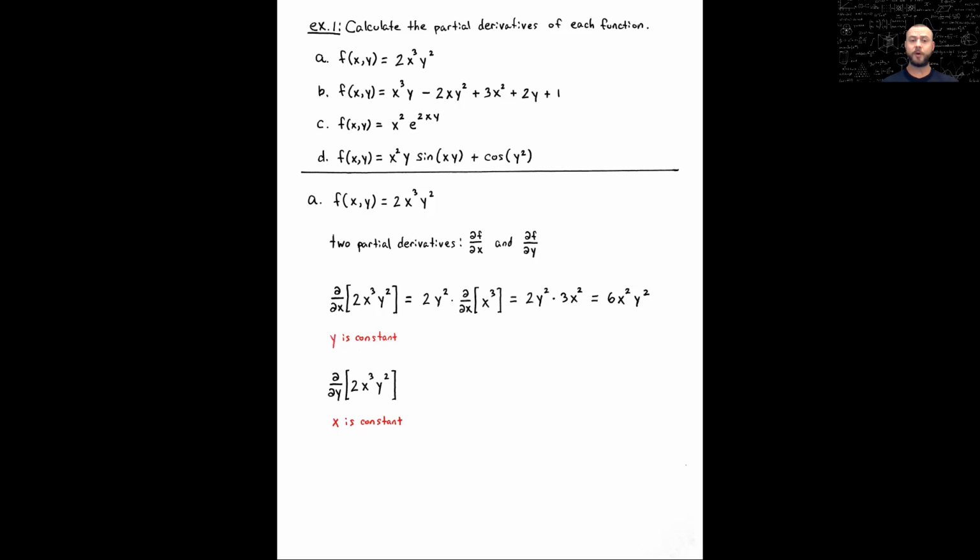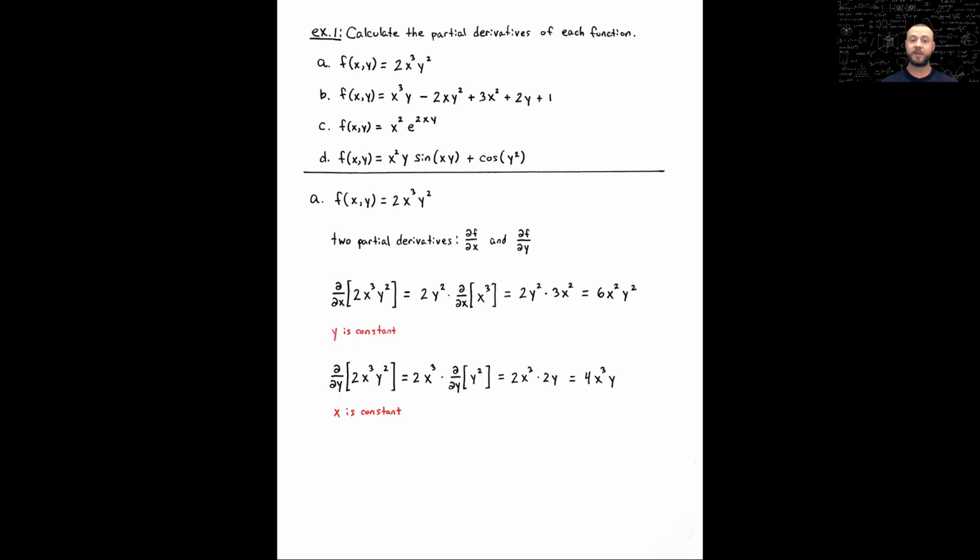All right, very similar to above, we're going to pull out the constant multiples. Now our constant multiples are 2 and x cubed. So we can pull them out and now partially differentiate y squared with respect to y. And that also works as you would like it to. The variables match. You're differentiating y squared with respect to y.